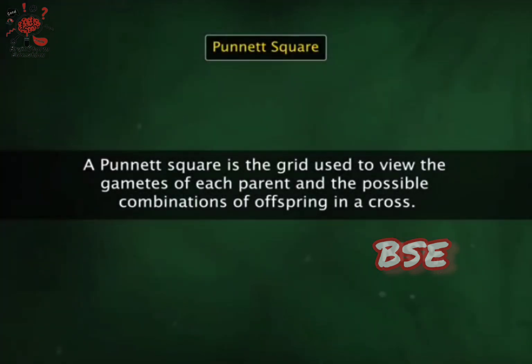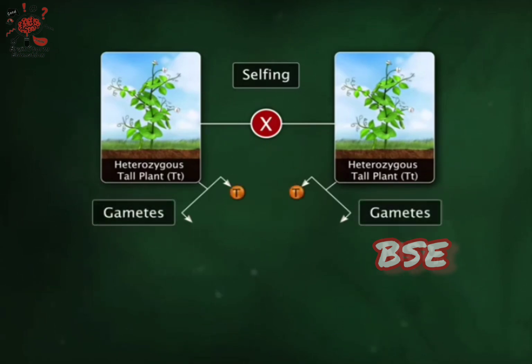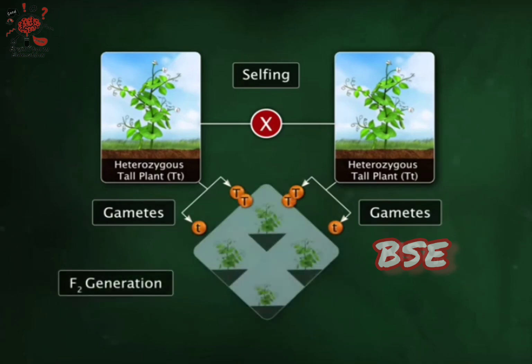Punnett square. A Punnett square is the grid devised by R.C. Punnett, used to view the gametes of each parent and the possible combinations of offspring in a cross. For example, in this cross, both heterozygous tall parent plants will produce two types of gametes, one with the dominant allele, capital T, and the other with the recessive allele, small t. As you can observe, with a Punnett square, it is easy to work out details of the possible progeny.